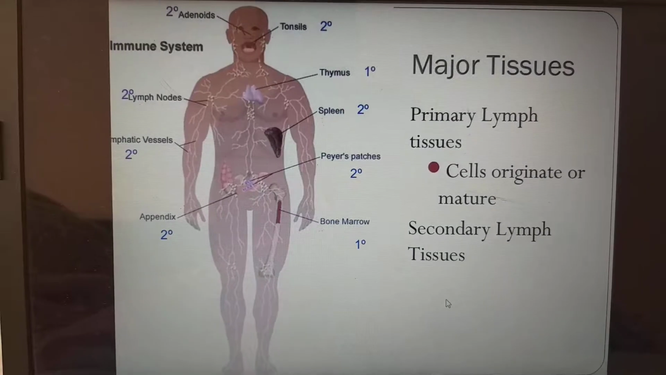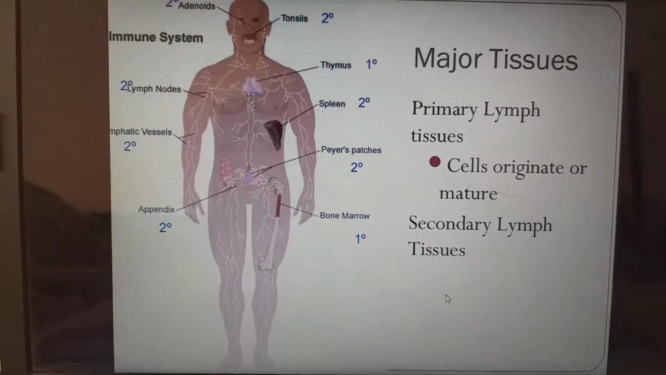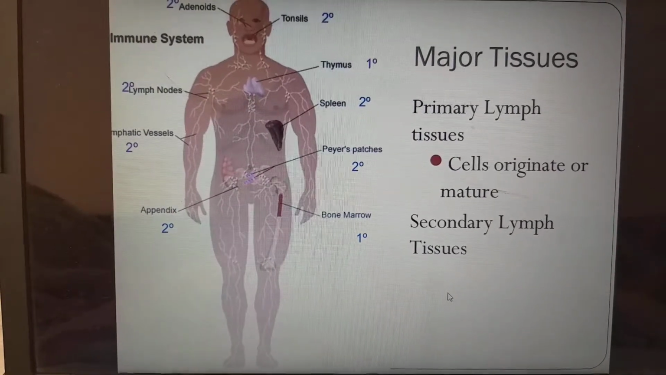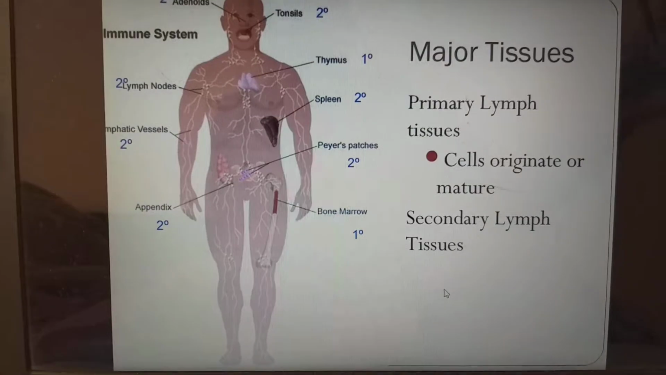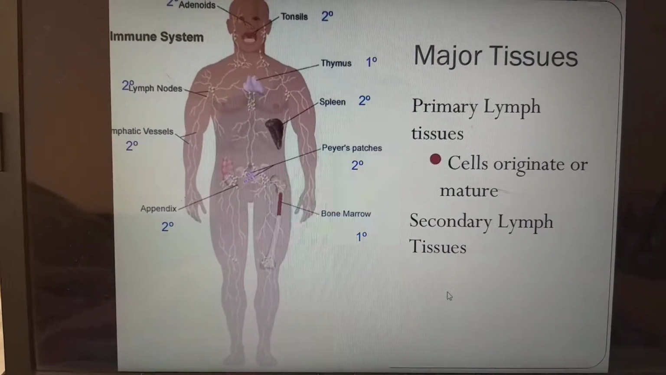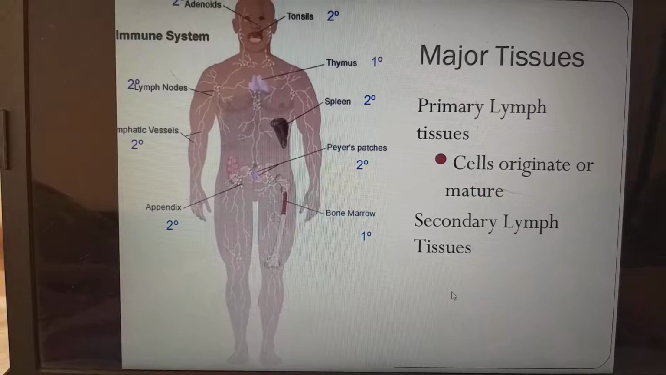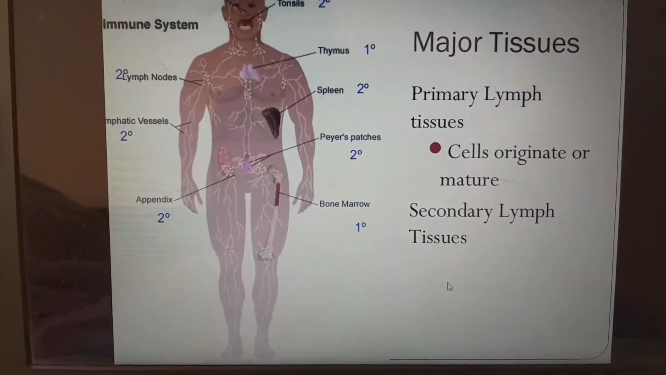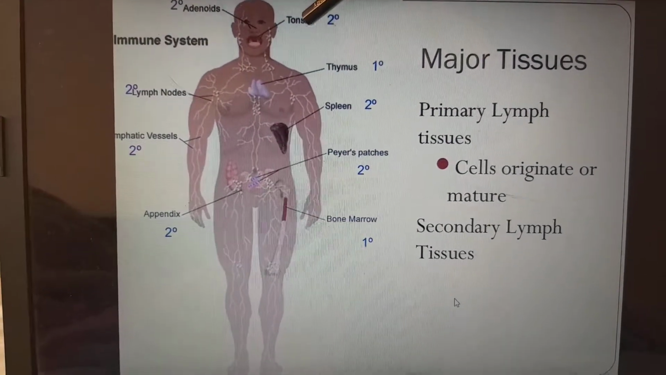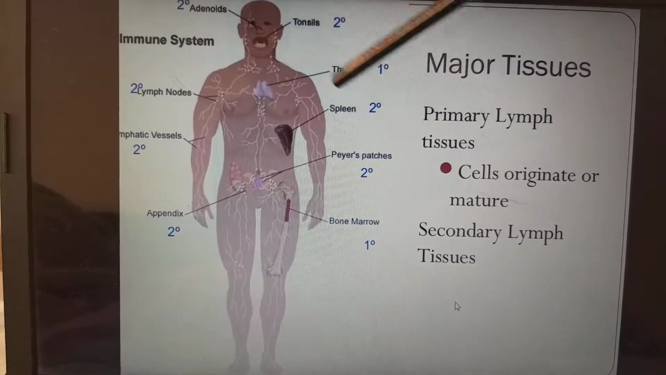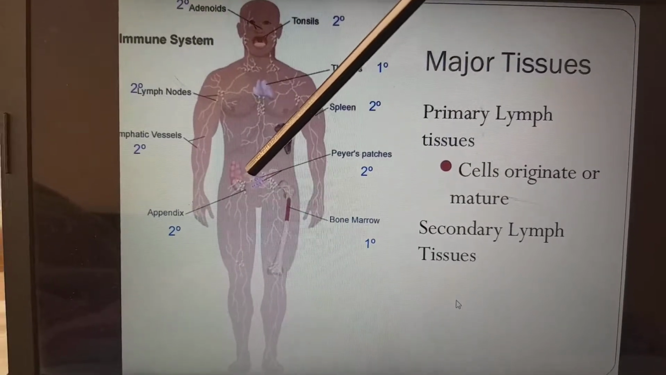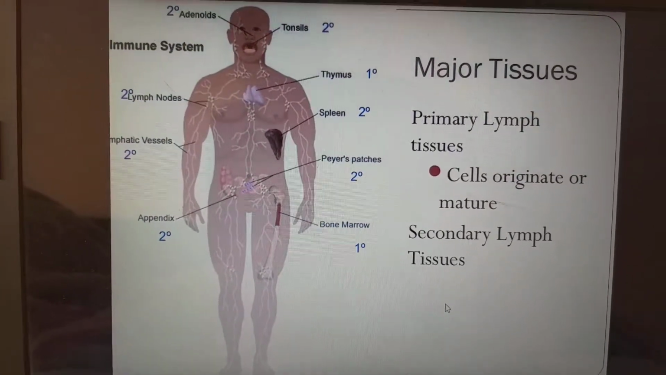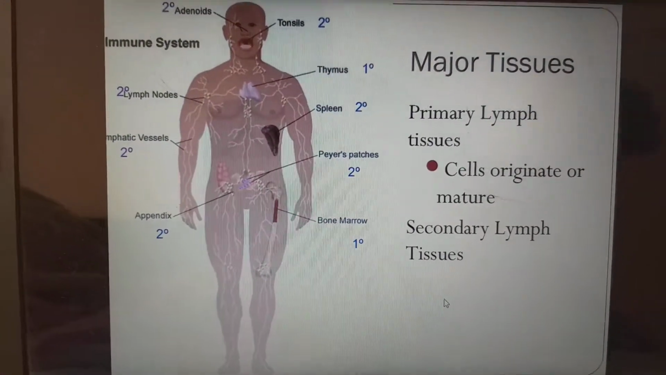So these are the major lymphoid tissues. We have primary lymphoid tissue and secondary lymphoid tissue. Primary lymphoid tissues are where the cells originate or mature, the B lymphocytes and T lymphocytes. So we call it primary lymphatic tissue. There are different types of lymphatic tissue: adenoids, tonsils, thymus, spleen, Peyer's patches in the intestine, bone marrow, appendix, lymphatic vessels and lymph nodes. So this whole thing comes under the immune system.